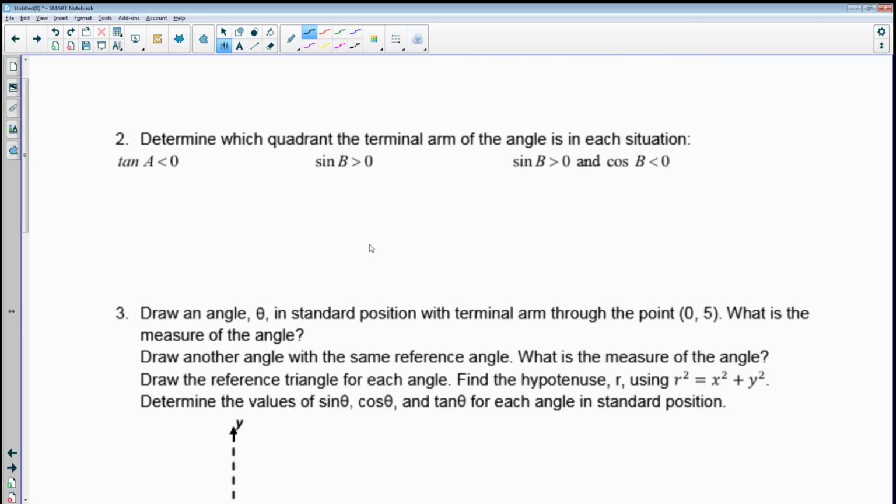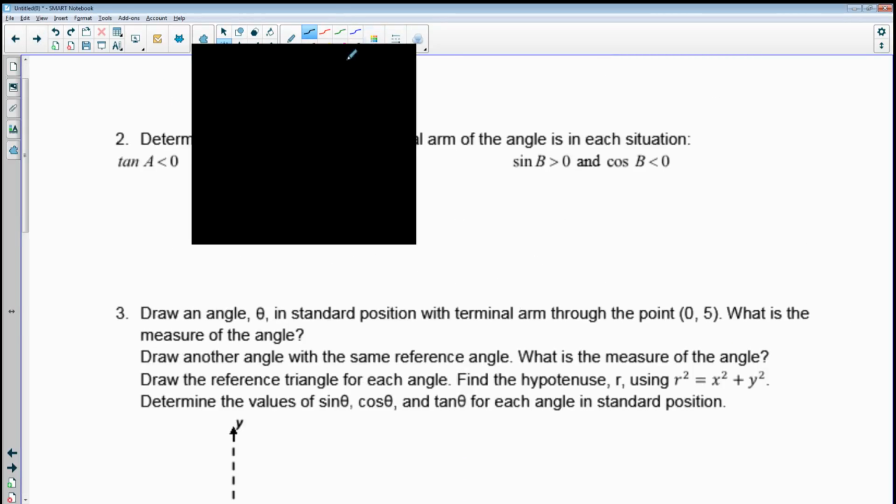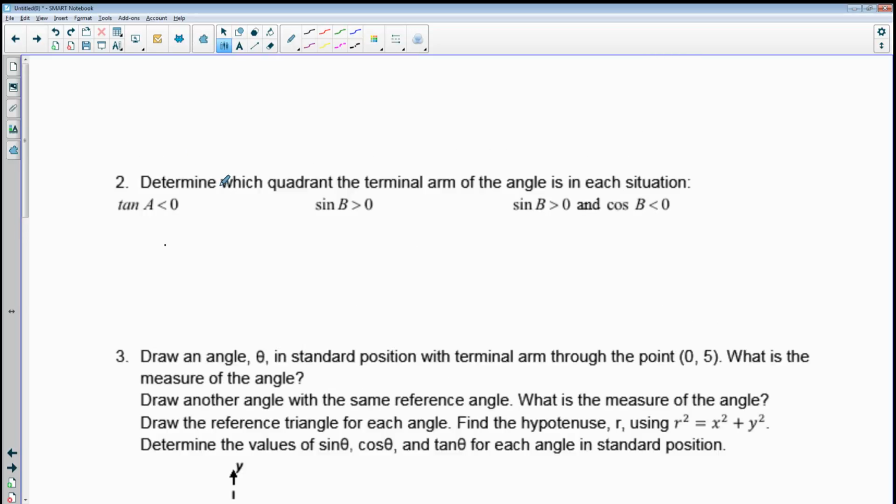Let's solve a quick problem, and then we're going to answer that conundrum question coming up. So, tangent of A is less than 0. Determine which quadrant the terminal arm of the angle is in for each situation. Okay, so tangent is negative. Tangent is negative. Let's see. So tan is negative.